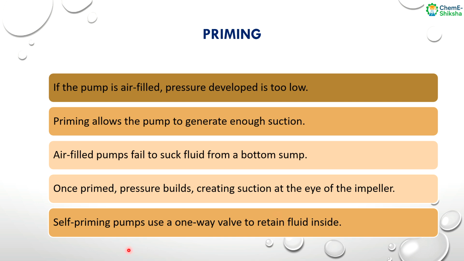So always ensure that priming is done. The self-priming pumps use a one-way valve, which I already told you. One non-return valve is used in the case of a self-priming pump. The non-return valve will not allow the liquid or fluid to return to the sump at the end of the process. So it will retain the fluid inside the pump, and that's why when the pump is started, it can build sufficient pressure and create suction at the eye of the impeller.